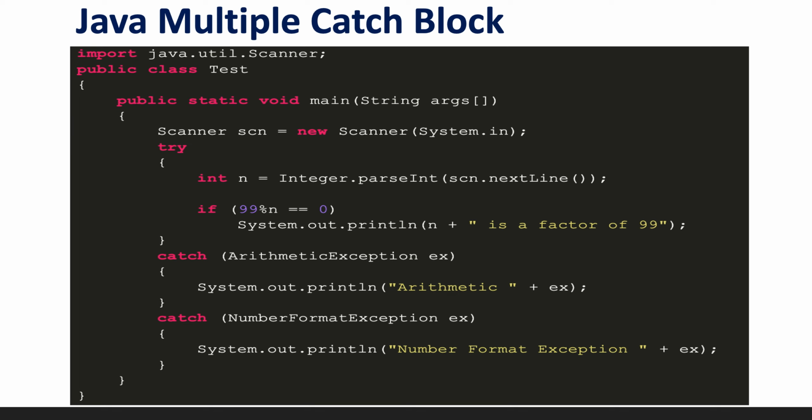If multiple exceptions can occur, we can write multiple catch blocks to handle each exception separately, something like this. We know it can cause an arithmetic exception, so we write a catch block with the arithmetic exception and do some operation based on the requirement. Then we write another catch block with the number format exception, and here also we do something based on the requirement. So in this case we can handle multiple exceptions in this statement.